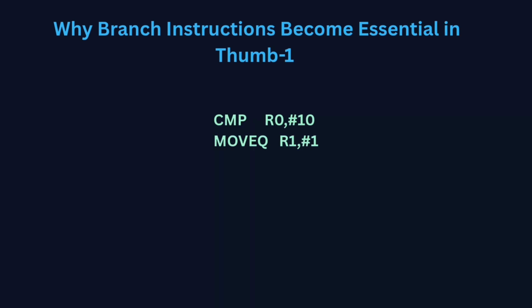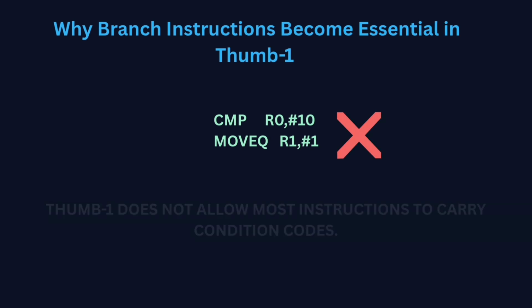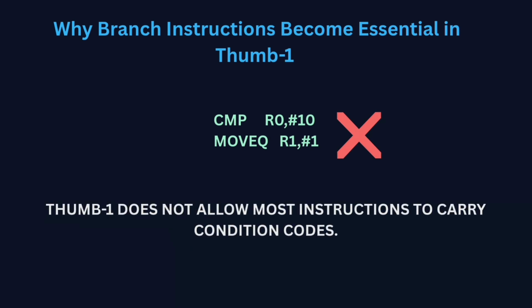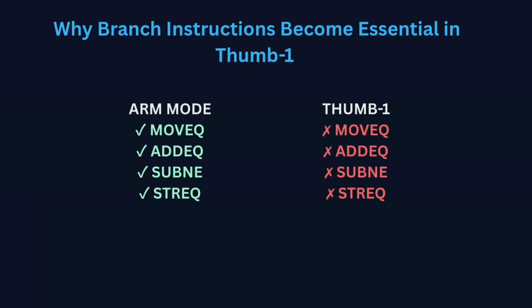If we try exactly the same thing in Thumb-1, Keil reports an assembler error. This is not a limitation of Keil, it is a limitation of the original Thumb-1 instruction set implemented by the ARM7 TDMI processor. Unlike ARM mode, Thumb-1 does not allow most instructions to carry condition codes. So how does Thumb-1 make decisions?